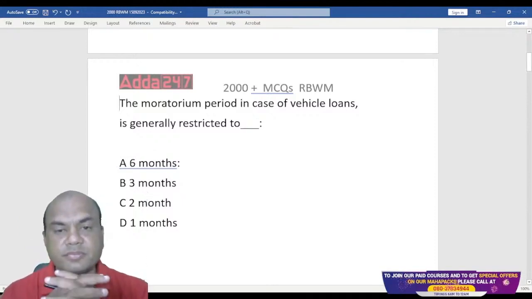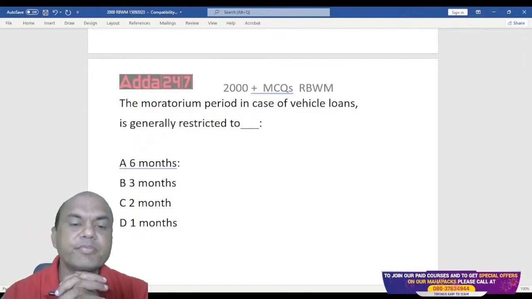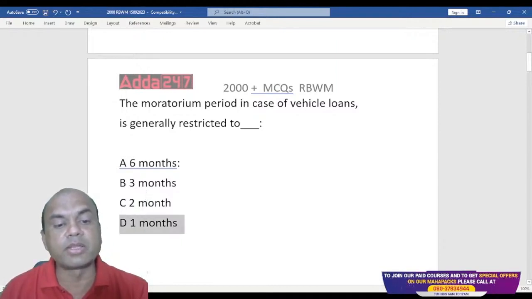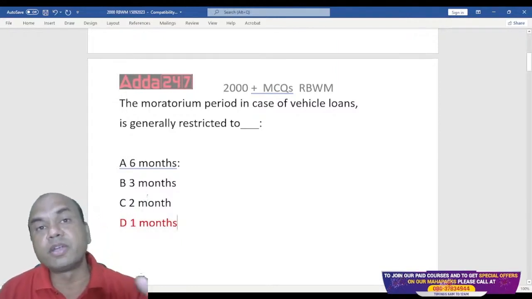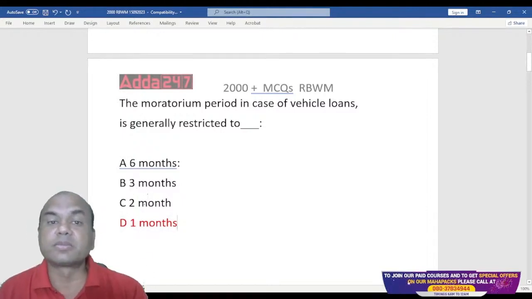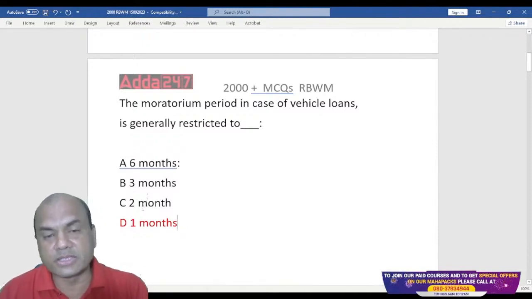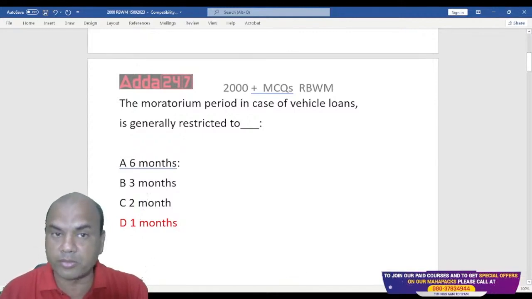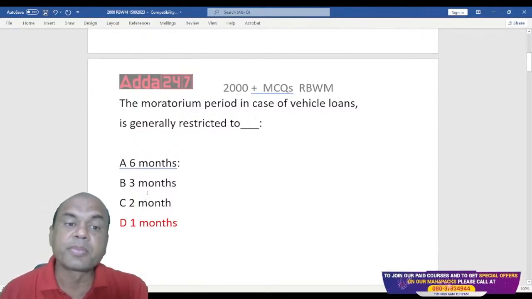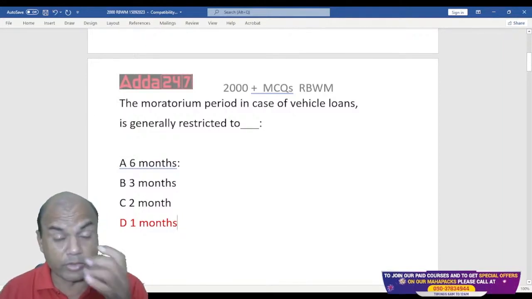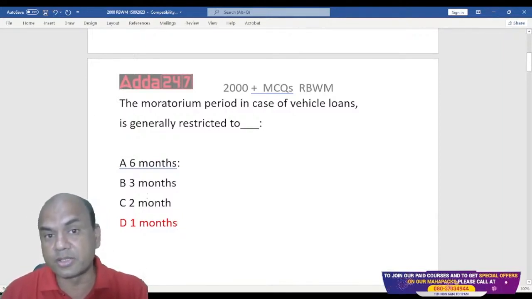Actually, there is no moratorium period, but 1 month is considered as the moratorium period. Why? Because when we disburse the loan, after 1 month the customer starts repaying. That is the logic. So actually no moratorium period is allowed for vehicle loans. But in an exam, if there is an option of no moratorium period, write that. If there is no such option, don't get confused. It is 1 month.